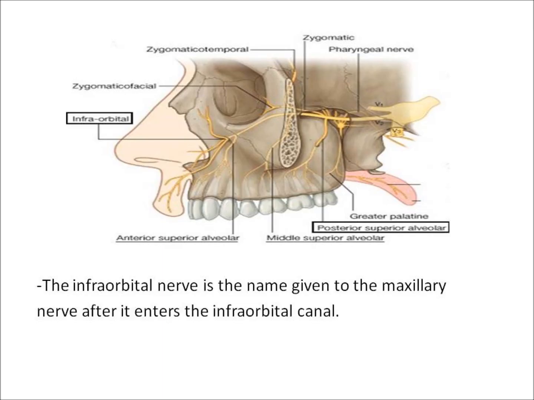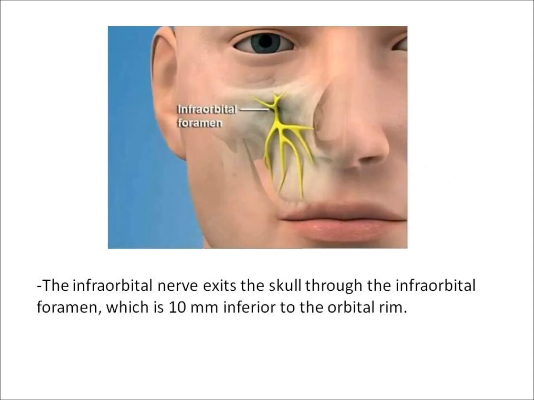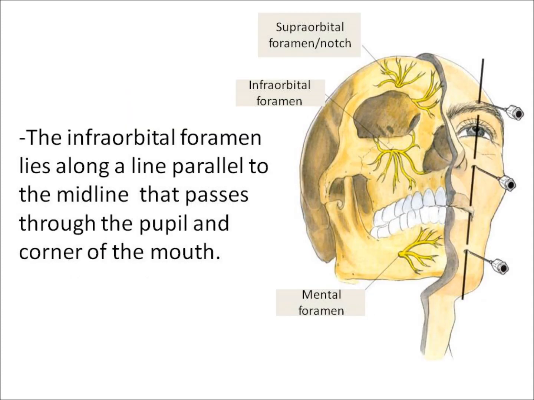The infraorbital nerve is the name given to the maxillary nerve after it enters the infraorbital canal. The infraorbital nerve exits the skull through the infraorbital foramen, which is 10 mm inferior to the orbital rim. The infraorbital foramen lies along a line parallel to the midline that passes through the pupil and the corner of the mouth.